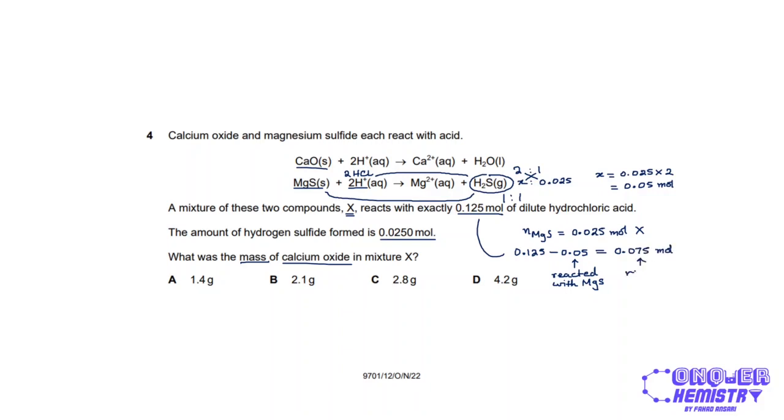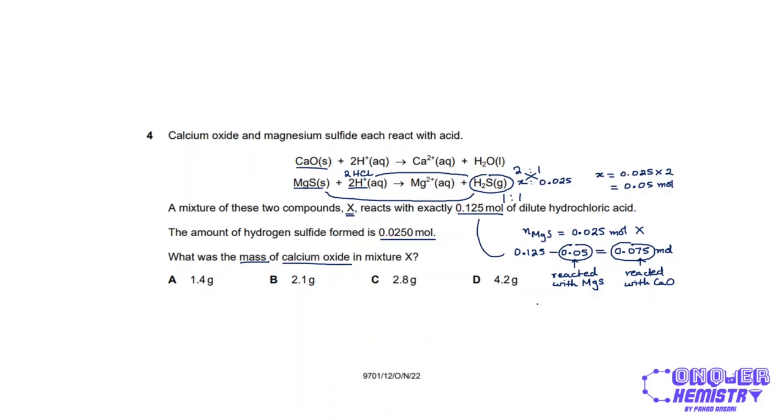This is what reacted with calcium oxide. Now you can clearly see over here that the moles that reacted with MgS and the moles that reacted with CaO are different. They're not the same. And so that's why dividing the moles of HCl by 2 in the beginning is not a good idea. All right.